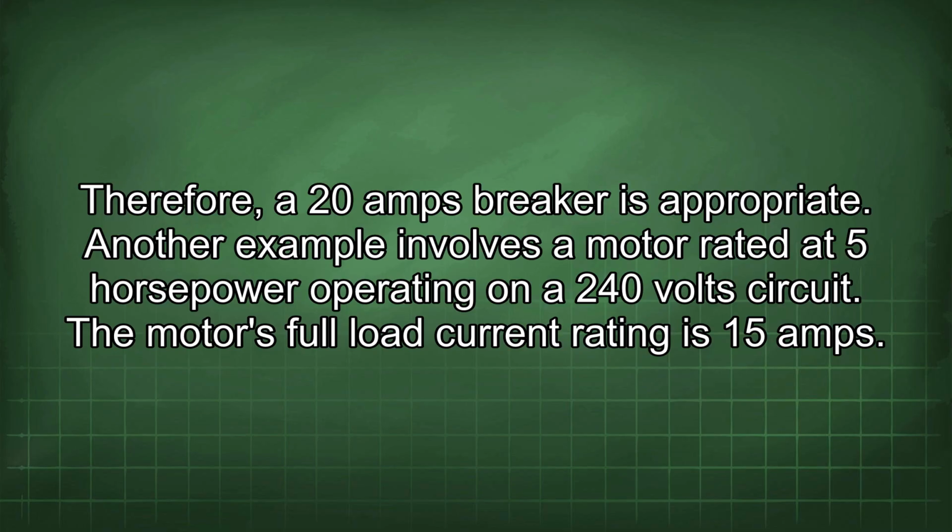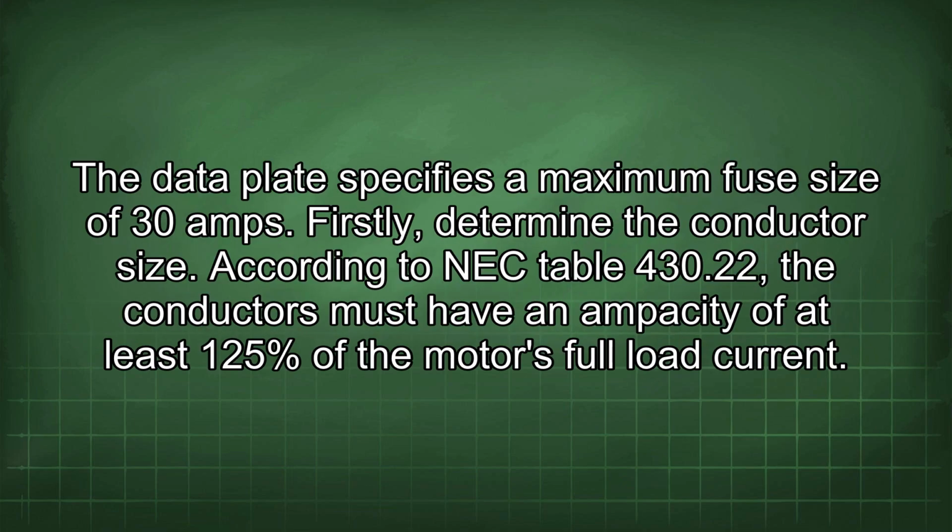Another example involves a motor rated at 5 horsepower operating on a 240-volt circuit. The motor's full load current rating is 15 amps. The data plate specifies a maximum fuse size of 30 amps. Firstly, determine the conductor size.